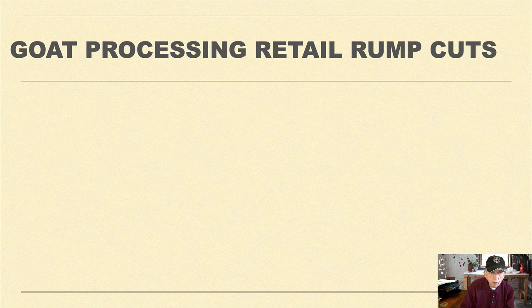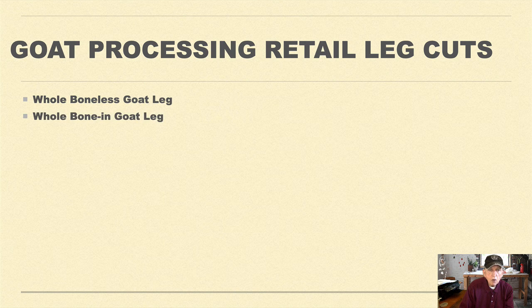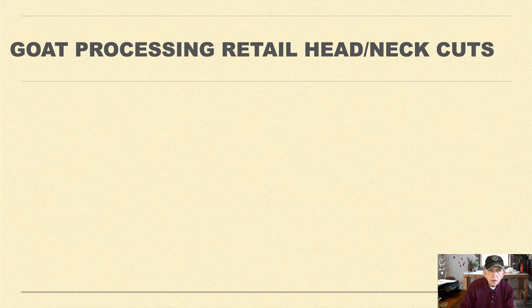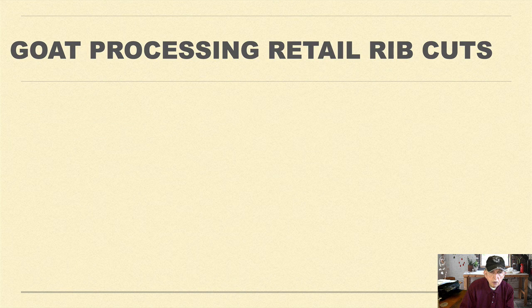Goat processing retail rump cuts: boneless kebabs, rump cuts, boneless rump roast. Goat processing retail leg cuts: whole boneless goat leg, whole bone-in goat leg. Goat processing retail head neck cuts: peeled head, neck roast, meaty neck bones. Goat processing retail shoulder cuts: boneless stew meat, bone-in stew meat, chuck shoulder roast.